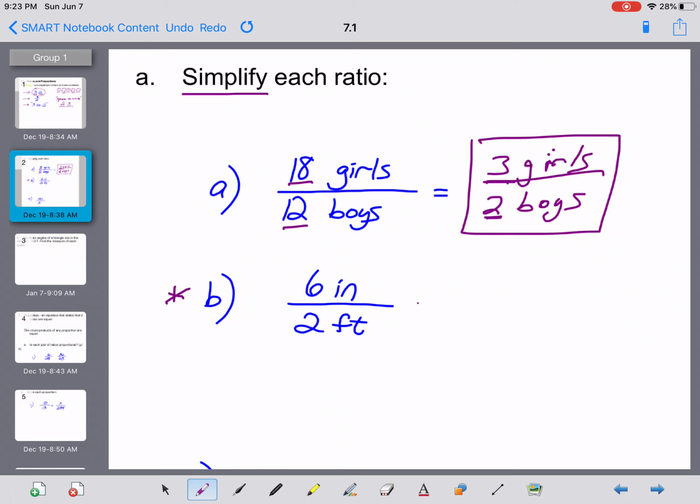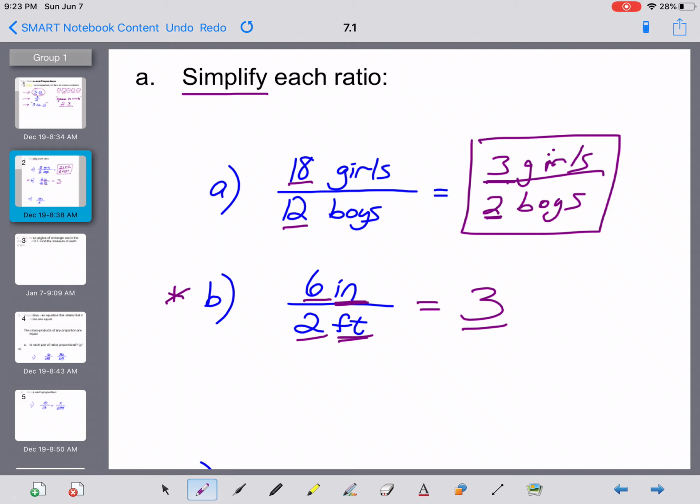And what a lot of people are going to want to tell me here is that the answer is 3, which they got by taking 6 divided by 2 and getting 3 right here. But that ignores the fact that there are units presented to us here. Inches on the top and feet on the bottom.